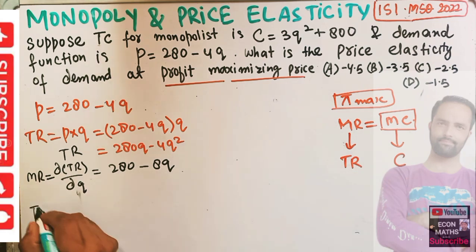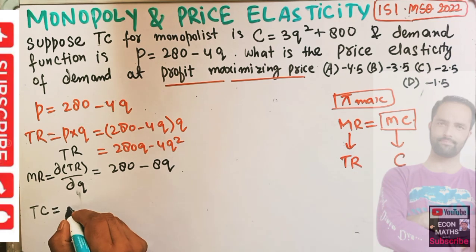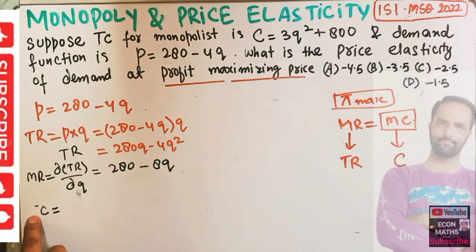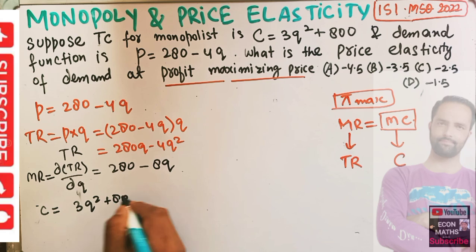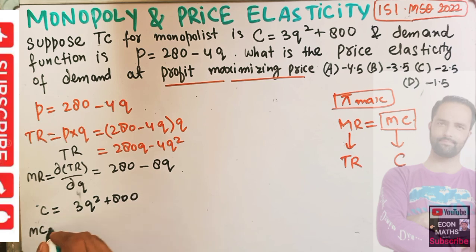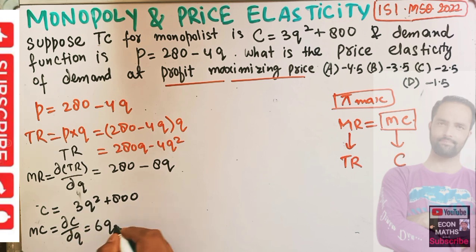What is our total cost? Total cost is given as C = 3Q² + 800. Now marginal cost is simply the derivative of total cost with respect to output. So 3 twos are 6. By the power function rule, I get the marginal cost as 6Q. Simple stuff.